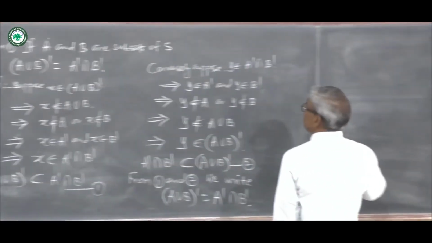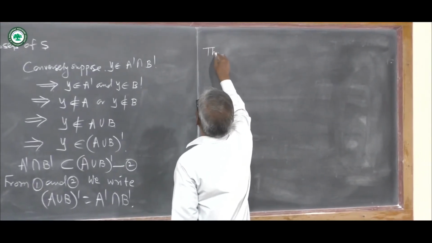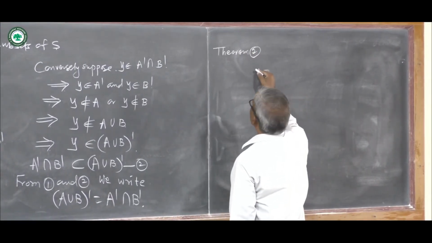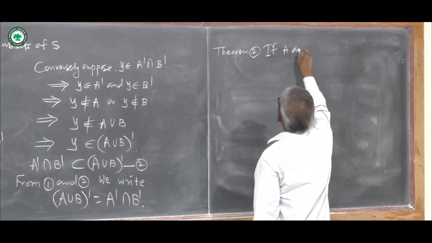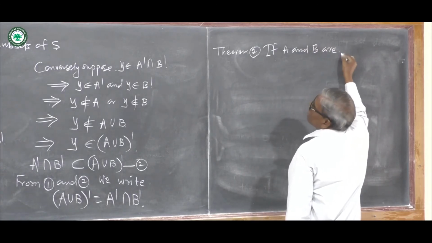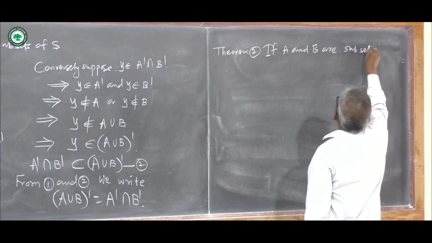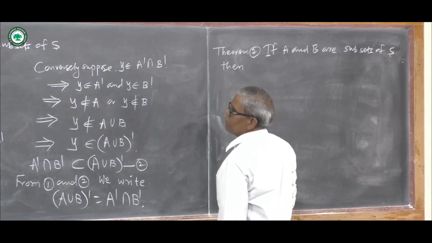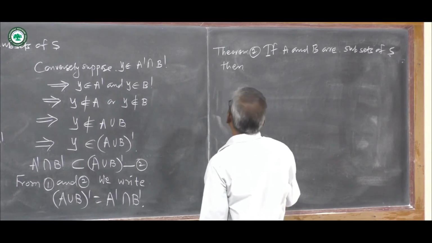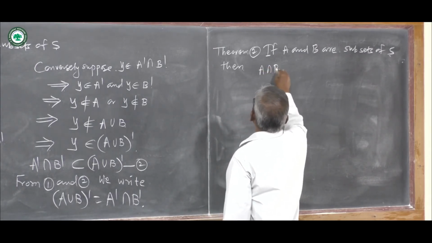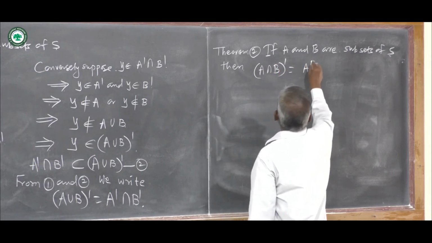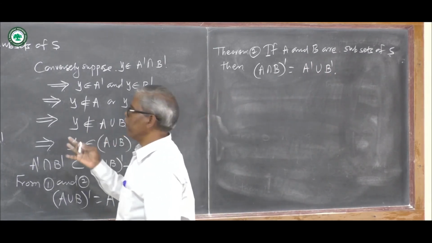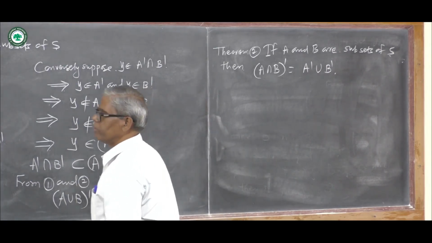Similarly, we can prove the second theorem, that is, if A and B are subsets of S, then (A intersection B)' is equal to A' union B'. In the same way, we can prove this second theorem.